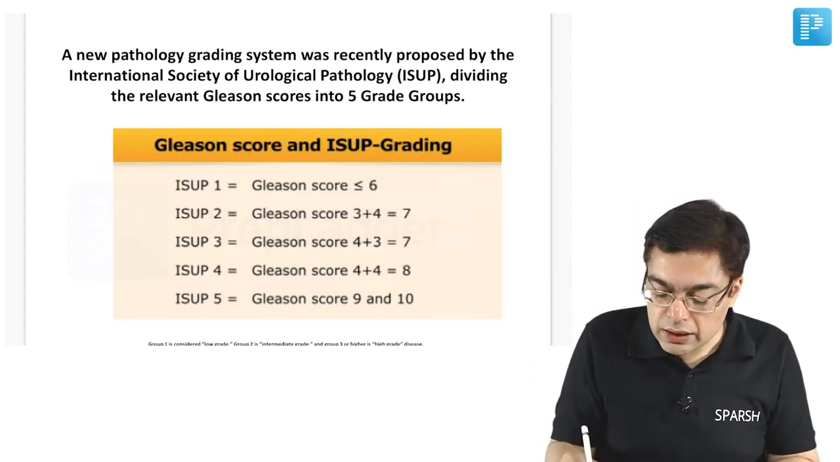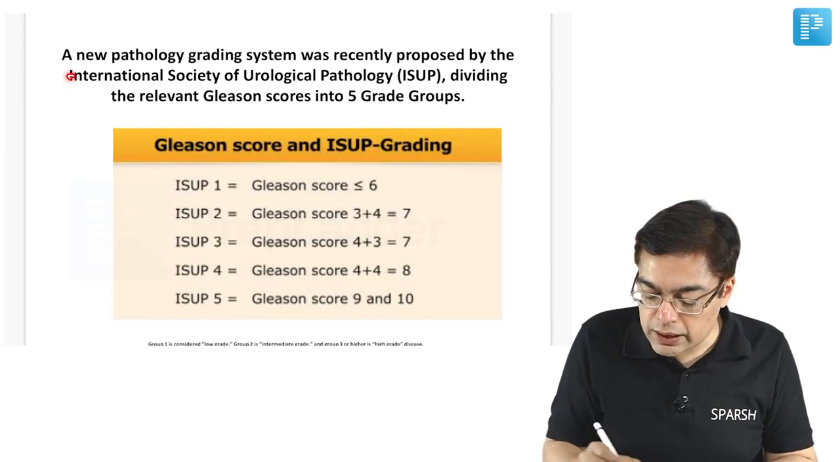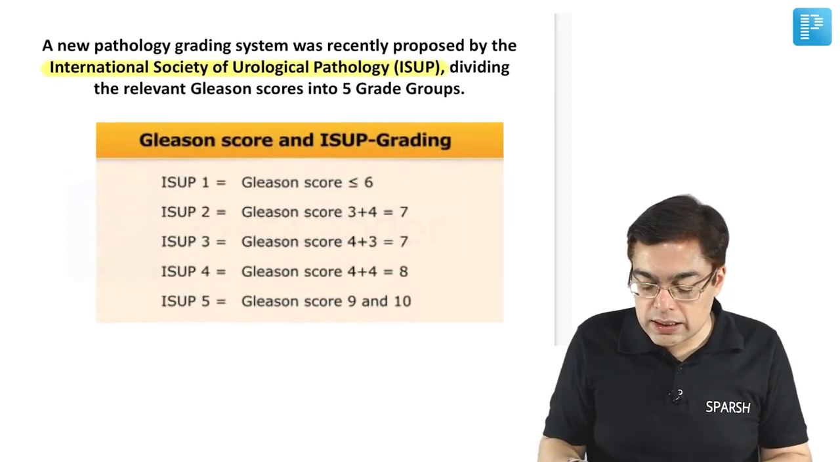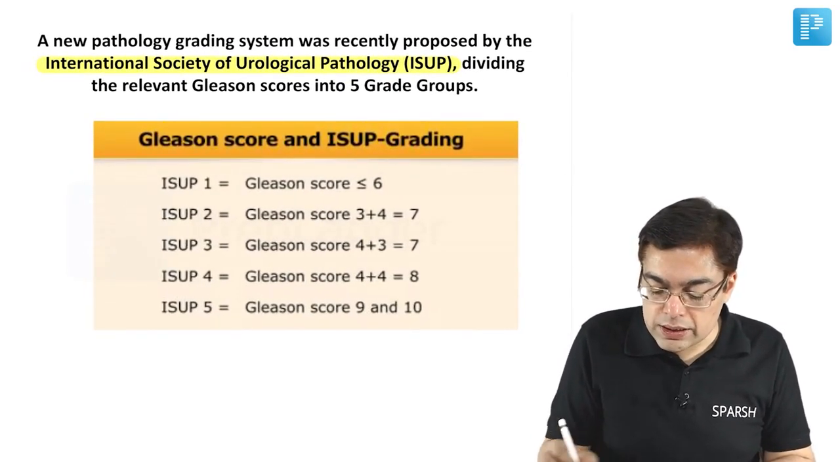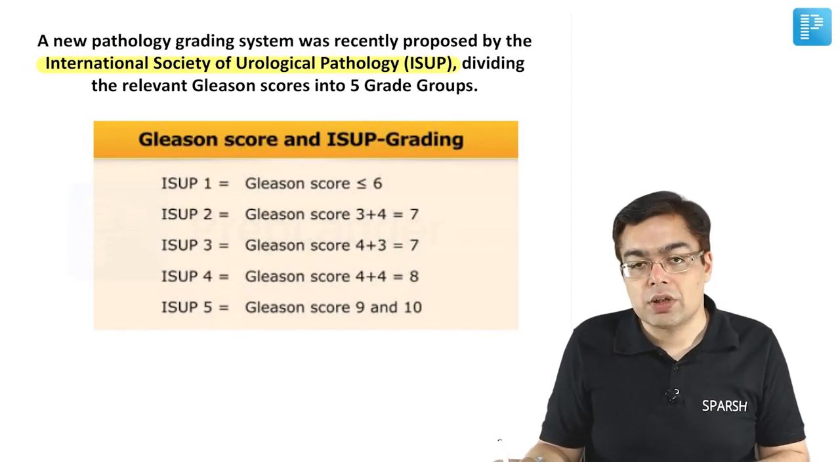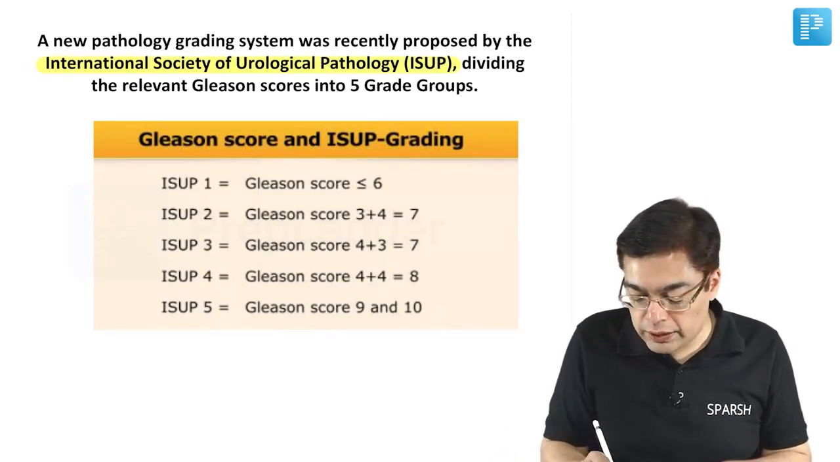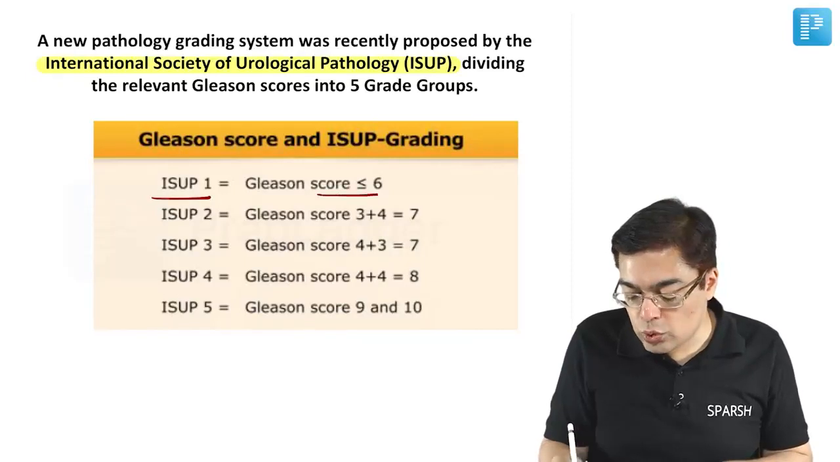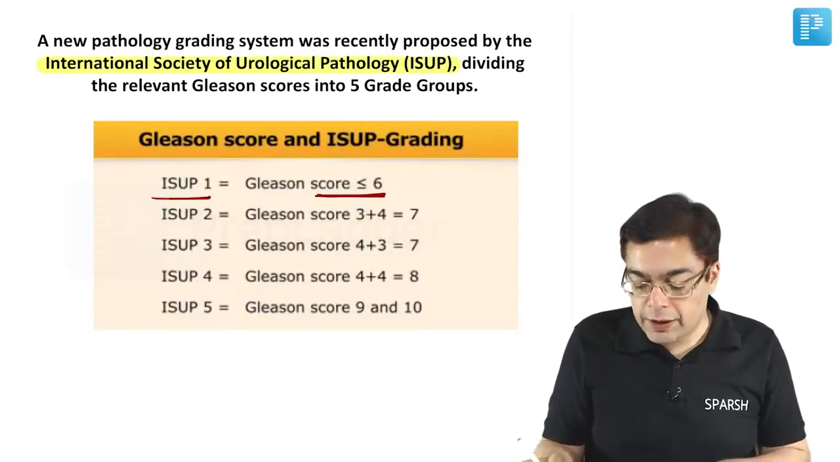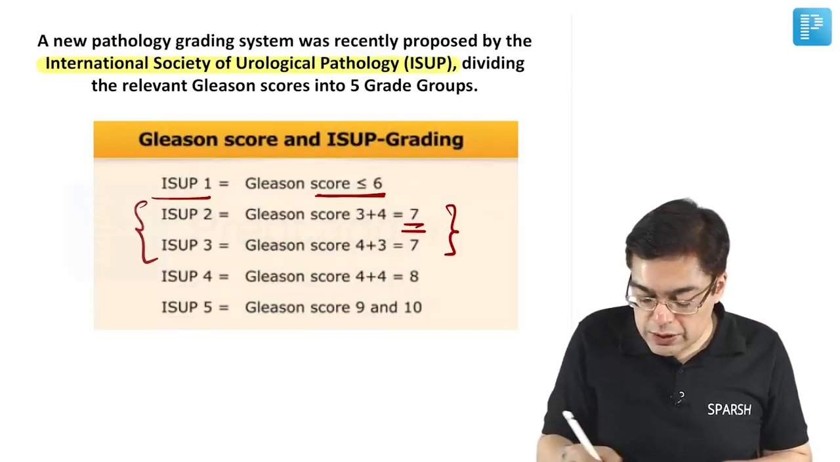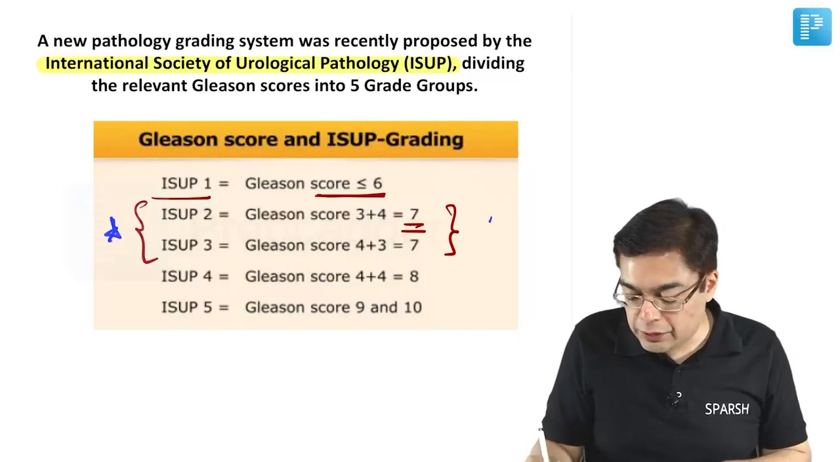What we have now is given by the ISUP, the International Society of Urological Pathology, and they have made our jobs easier in the sense that they have subdivided the Gleason score into various categories. ISUP grade 1 is when you get a Gleason score of 6 or less. When you get a score of 7, this can be a pertinent question in the exam because it is a small trick fact that you need to remember.